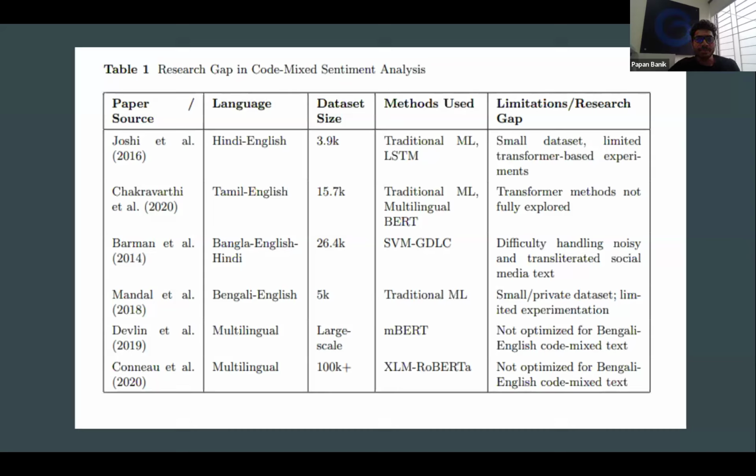Here they use some methods like LSTM and traditional ML. The gap was that some researchers use small datasets and some researchers' efficiency is very low. So my research focuses on how I can improve the accuracy of the model and how I can integrate the transformer model for NLP work.